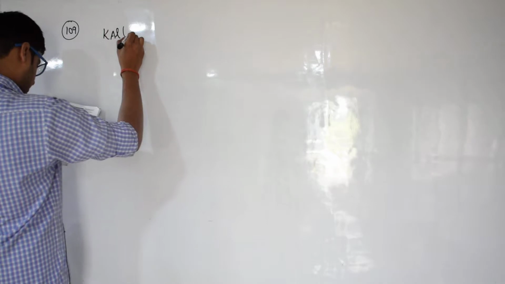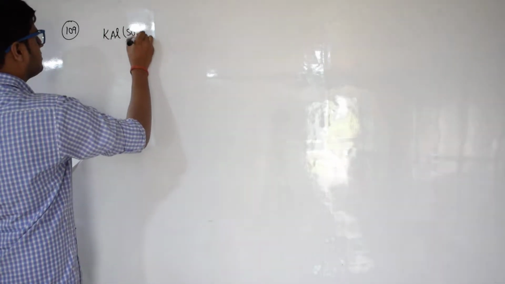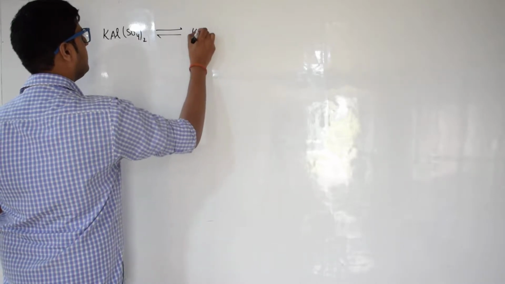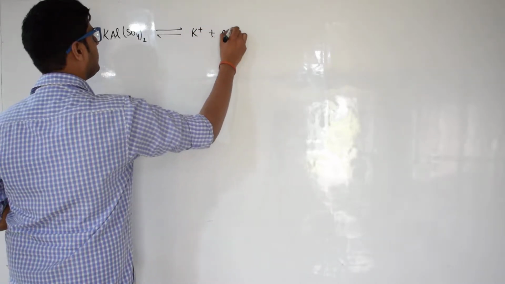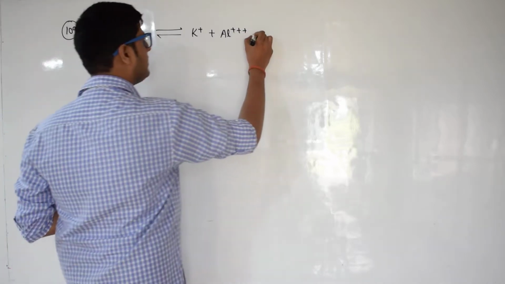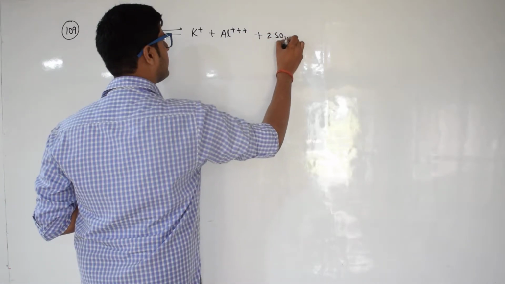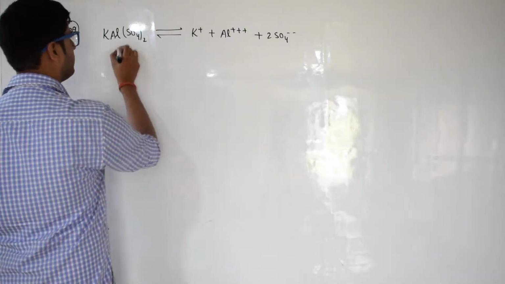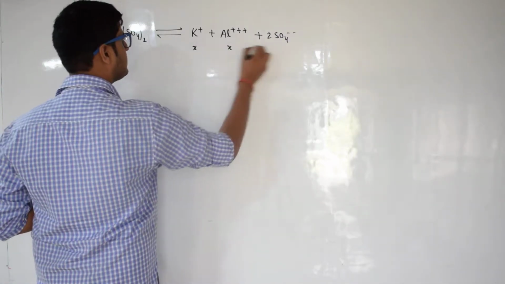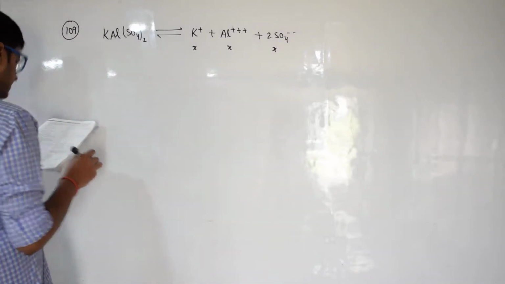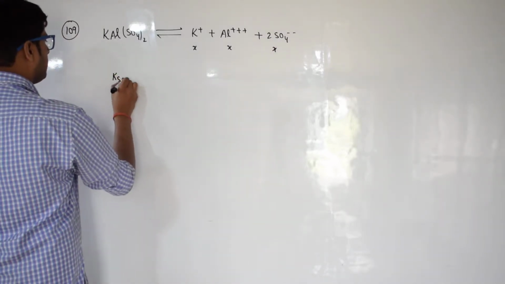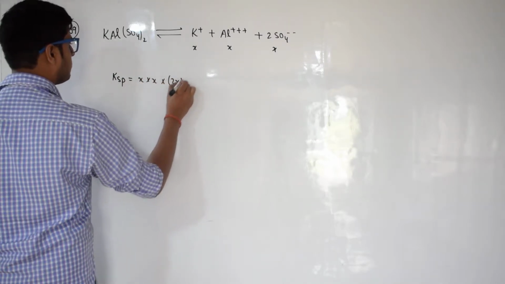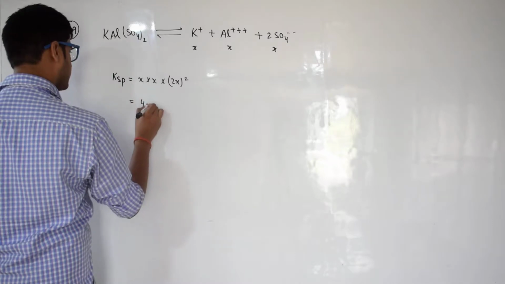Question number 109 says that the solubility of potassium sulphate is given. Let us write the question first. When we dissociate this, it will dissociate as K plus ion, aluminum ion, and we will get 2 molecules of sulphate ion. It is given that the solubility is X, so it will be X, X and X. We have to calculate the KSP. KSP would be equal to X multiplied by X multiplied by 2X whole square, that will be equal to 4X raised to the power 4.